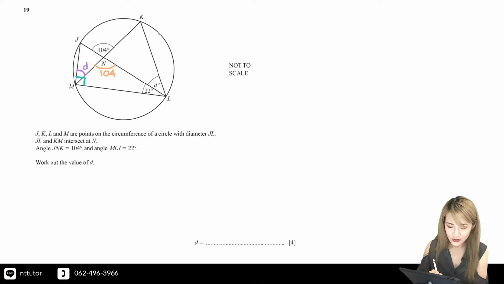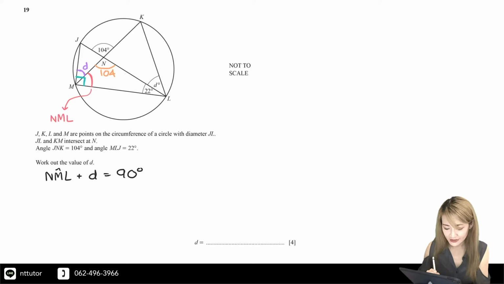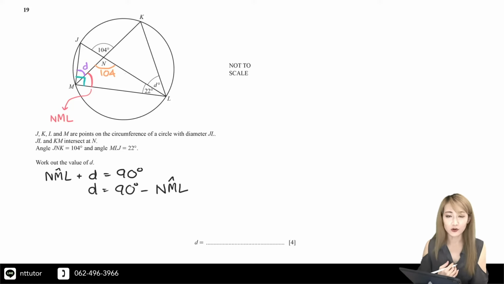So now, we've filled out the diagram with the information that the question wrote down. If you look at the other angle D, we can find out angle D if we know what angle NML is, because angle NML plus D will equal 90 degrees and D will equal 90 minus angle NML. So how do we find angle NML?